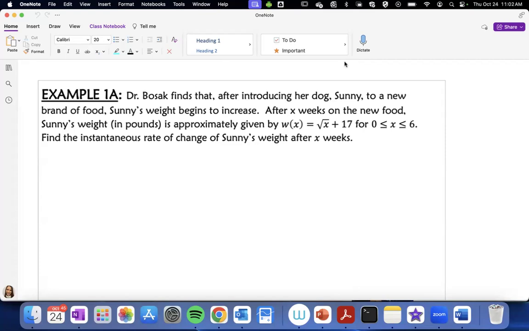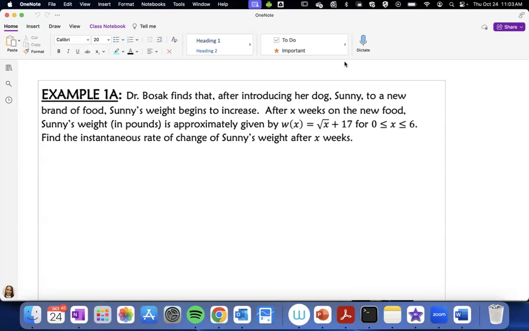Dr. Bozak finds that after introducing her dog Sunny to a new brand of food, Sunny's weight begins to increase. This is going to be a big application problem. After x weeks on the new food, Sunny's weight in pounds is approximately given by W of x, for 0 less than x less than or equal to 6. That's my domain. Find the instantaneous rate of change of Sunny's weight after x weeks.